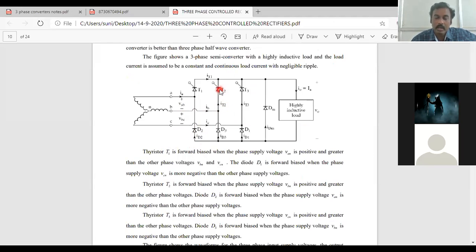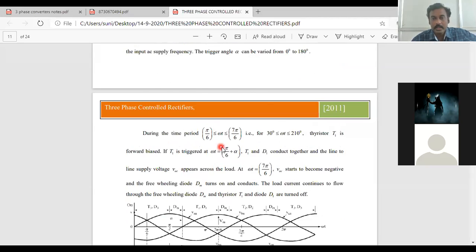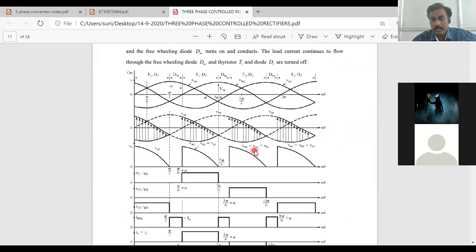VBN is going to be the voltage, and D2 is going to be in conduction. D2 is going to be in conduction. What will happen? You will have the voltage VAN. So the resultant voltage here is VBN minus VAN, which is going to be VBA. VB is going to be the voltage provided here.